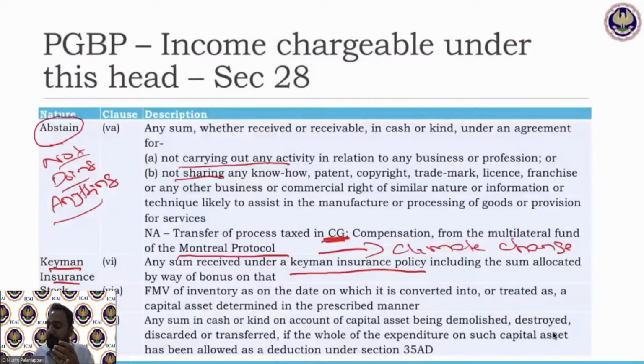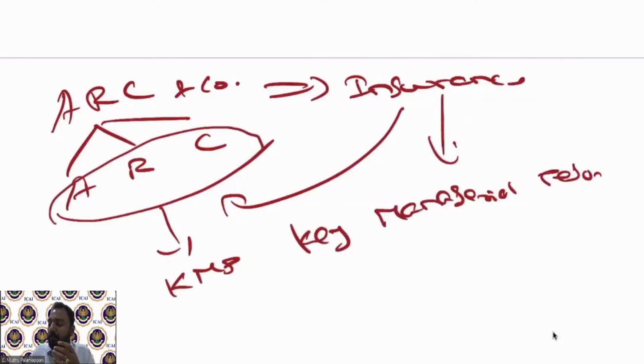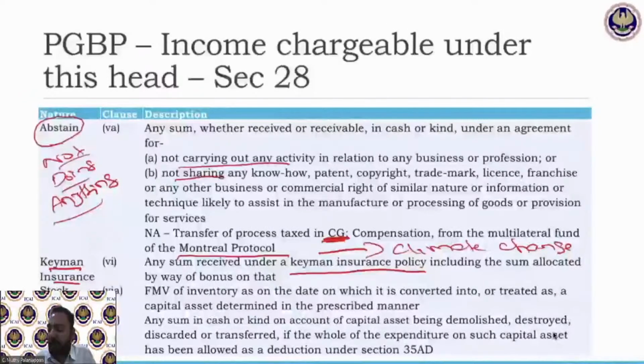Any sum received, let's say sum assured or bonus, if something is received by ARC and Co, this particular money is taxable in the hands of ARC and Co. So whatever money is received from a keyman insurance policy is taxable in the hands of the firm or that particular organization. So that's what it is about.